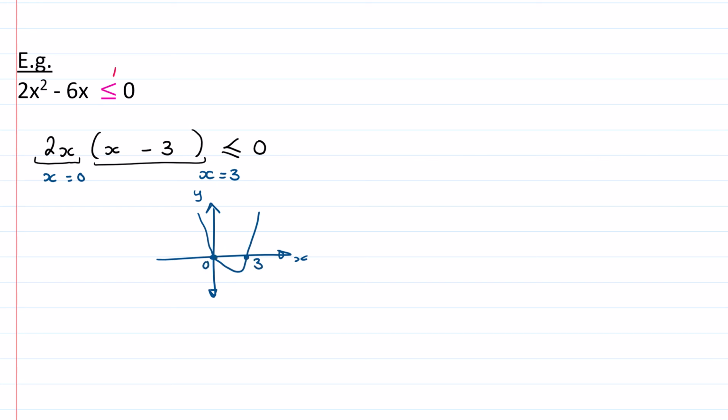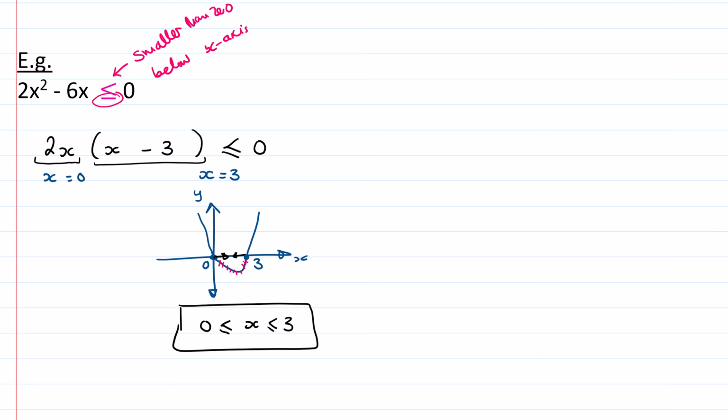And it is smaller than, so it's below the x-axis. So it's that. And of course there's the equal there as well. So x is going to be bigger than or equal to 0, moving this direction, or smaller than or equal to 3. And that's your answer.